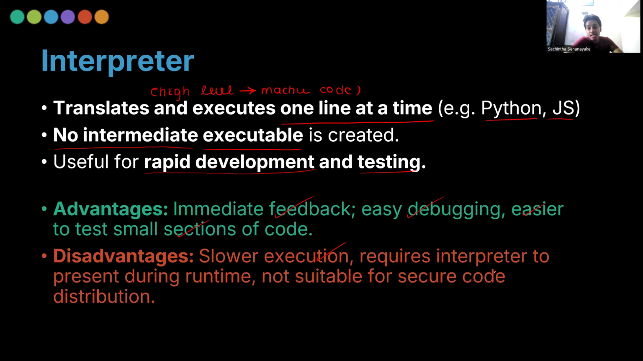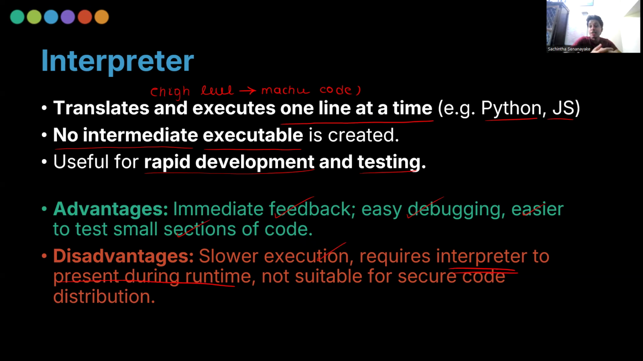And it requires the interpreter software to be present during runtime, which is not suitable for secure code distribution. Now, compilers compile the code, produce the executable, and then they ship it. So it's time for you to then double-click the executable and run the program. But interpreted programs, like those that you write in Python, cannot be converted to an executable.